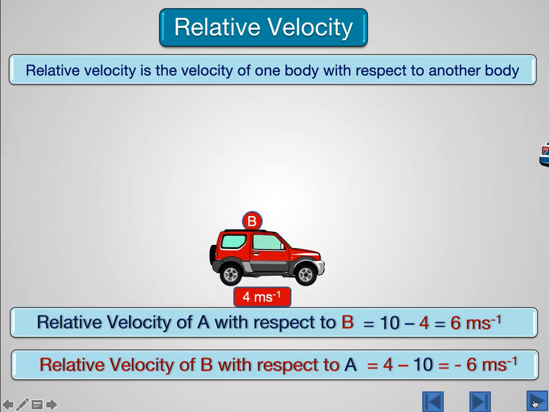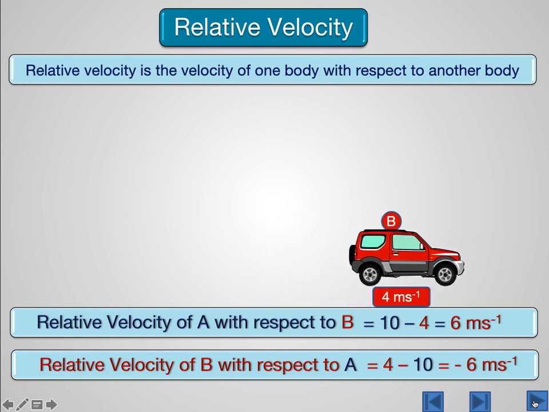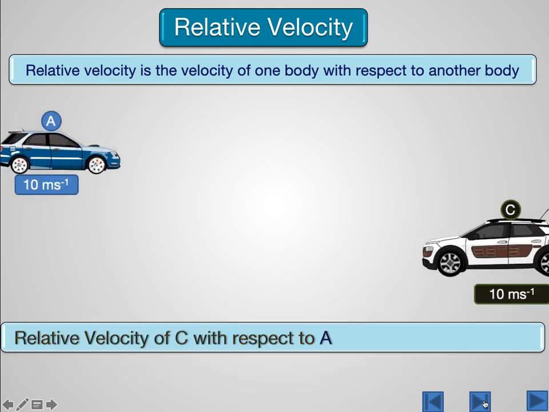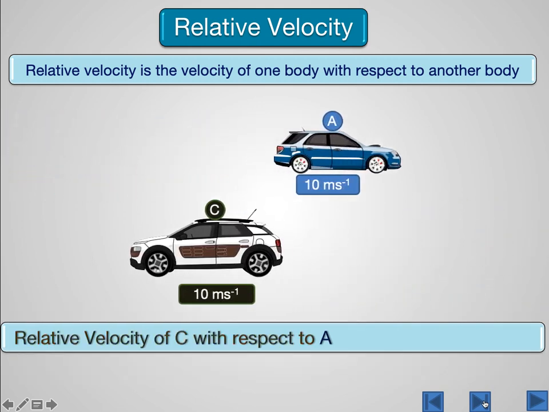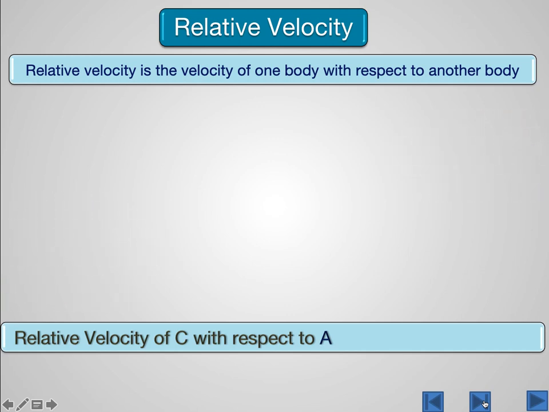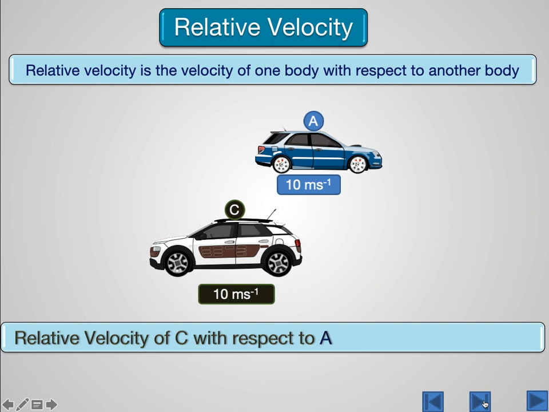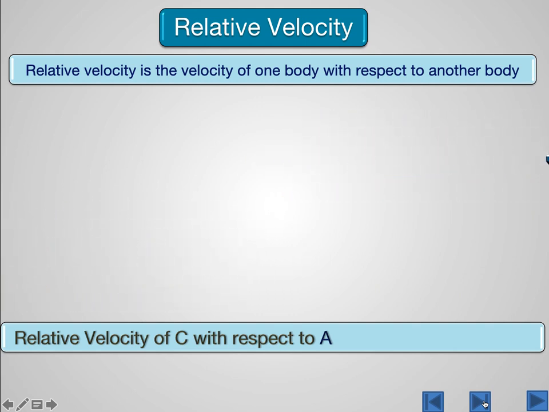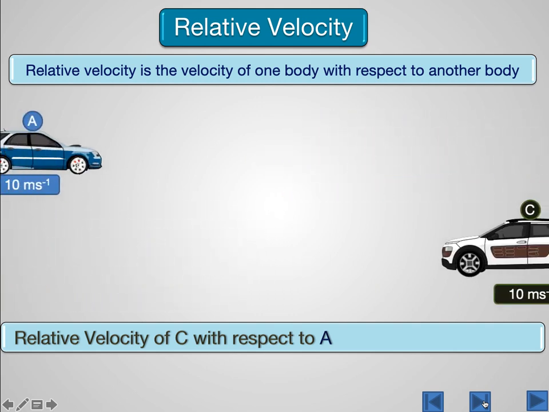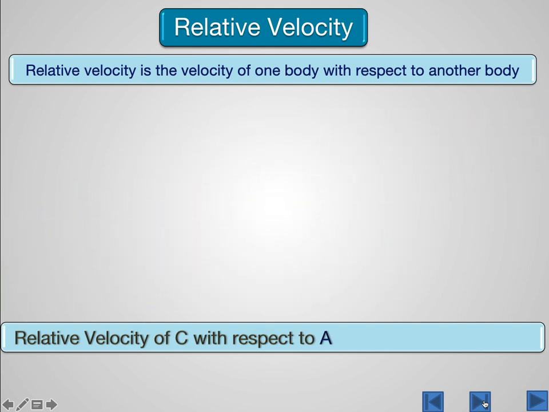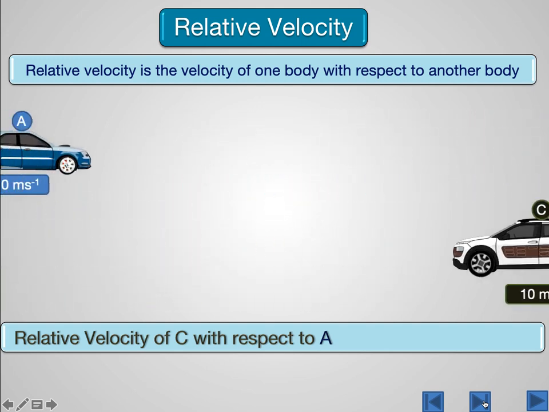So you might have experienced this in your everyday life. This is an example of relative velocity. Now let's see another example. Another two cars, A and C. You can see how they are moving. They are moving with the same velocity but in opposite directions. So the question is, what speed will you feel the car C is going if you are a person sitting inside car A?